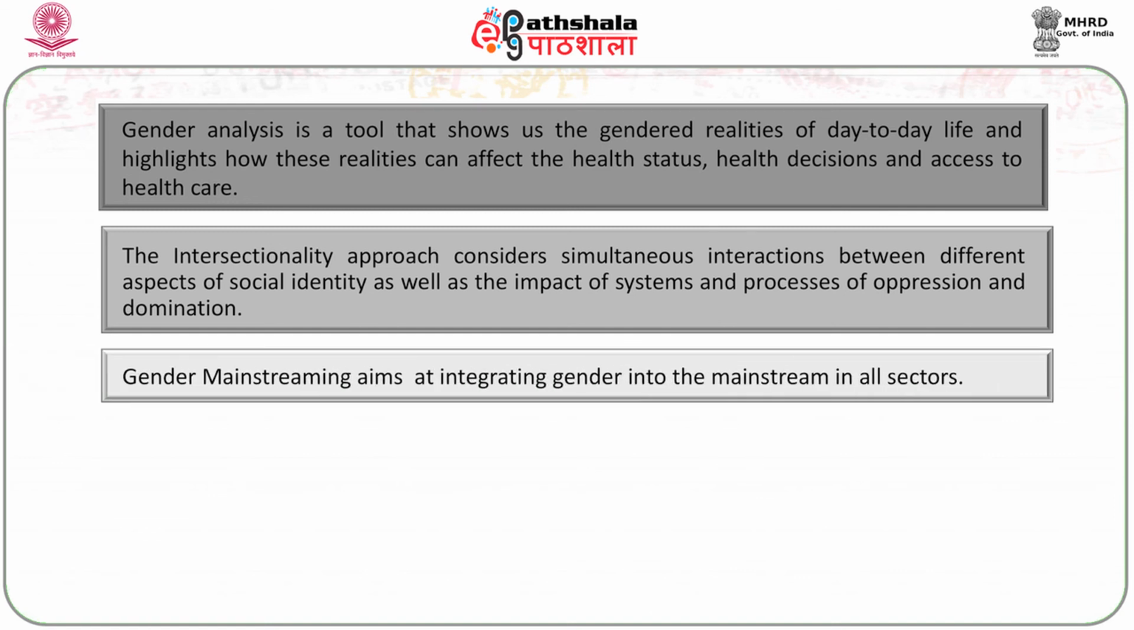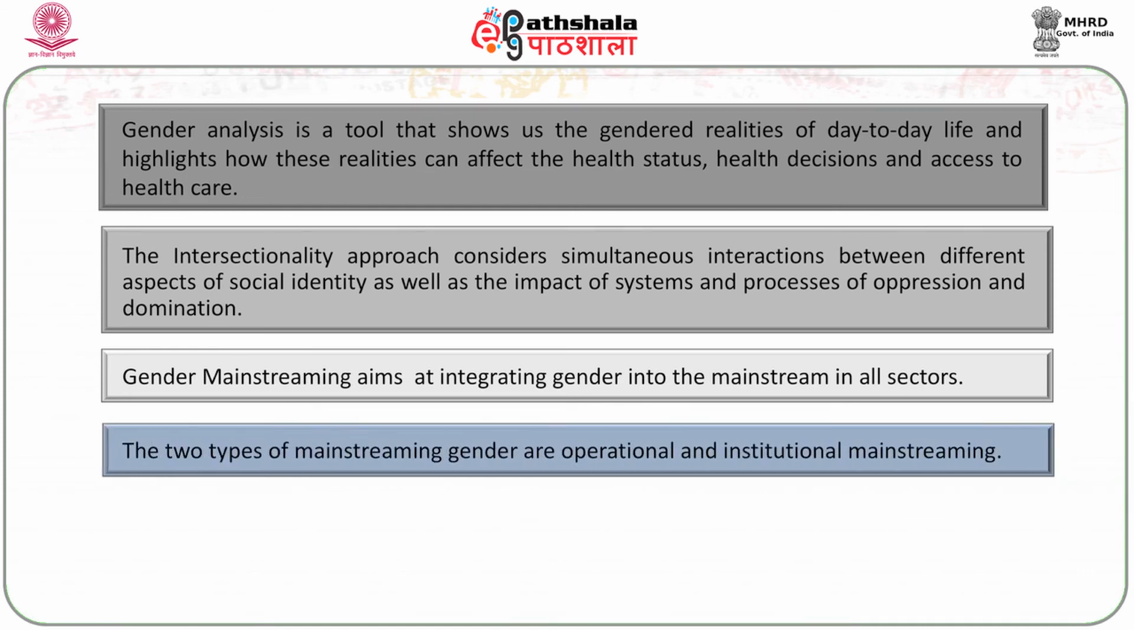Gender mainstreaming aims at integrating gender into the mainstream in all sectors, and it is done in two ways. There are two types of mainstreaming gender: operational and institutional mainstreaming. Thus, it becomes clear that the issue of women's health needs to be addressed at many levels: medical, social, political, economic, and cultural. Thank you.